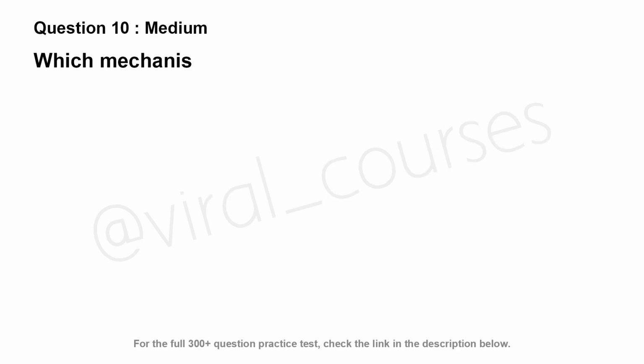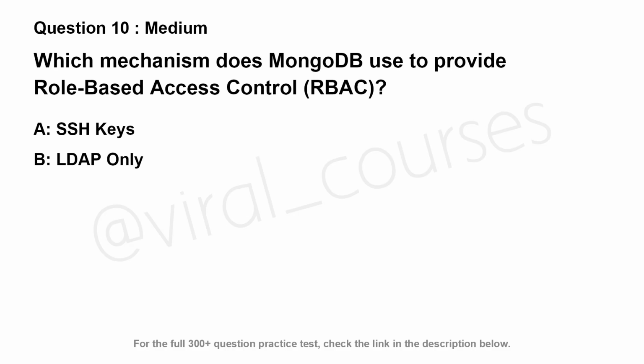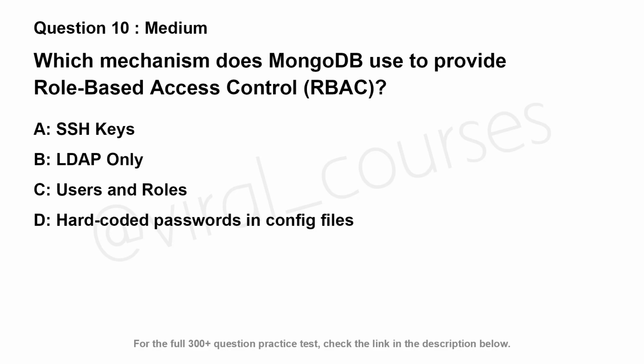Which mechanism does MongoDB use to provide role-based access control, RBAC? Option A, SSH keys. Option B, LDAP only. Option C, users and roles. Option D, hard-coded passwords in config files.